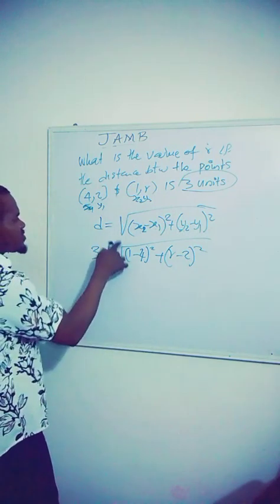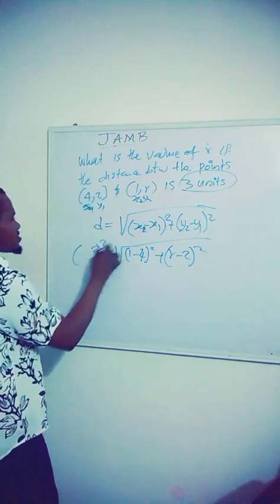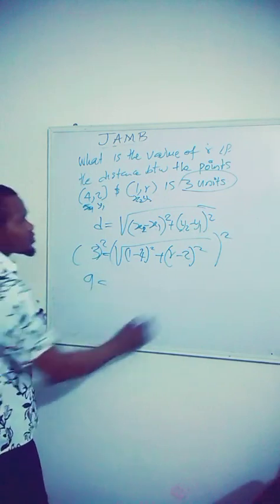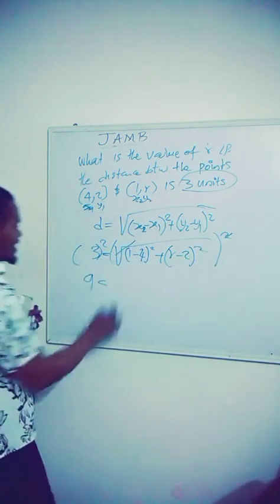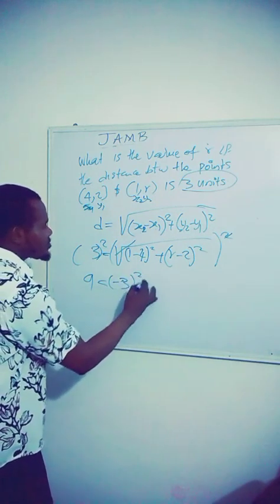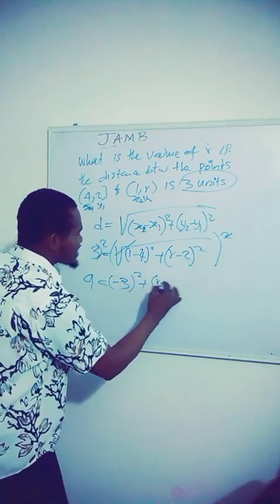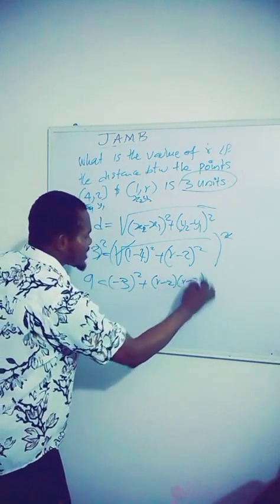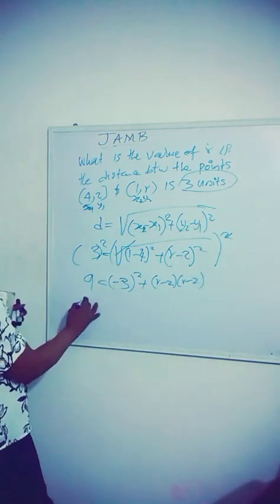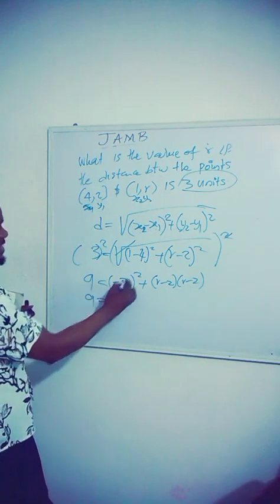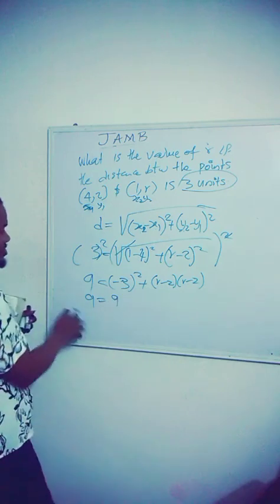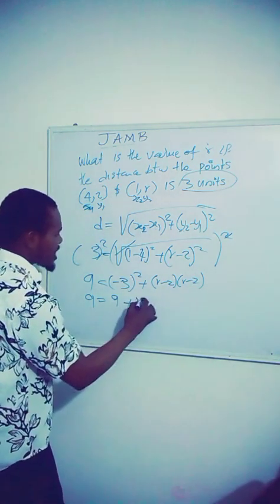Now, how do you remove the square root? Square both sides. Once you square both sides, this becomes 9 equals, we cancel the square root, you are left with 1 minus 4, which is minus 3, all square, plus (r minus 2) all square. That is the meaning of r minus 2 all square. The remaining one is simplification. 3 times 3 is 9, so this one is already becoming 0.